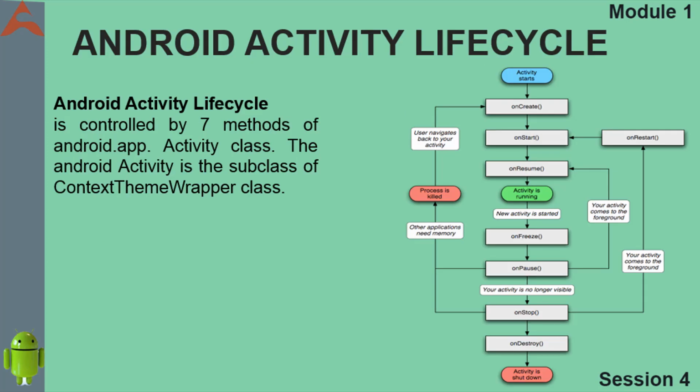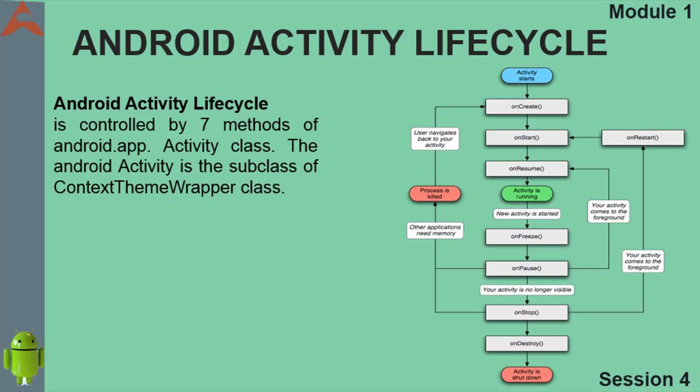Now let's understand about the various life cycles of Android activity. Android activity life cycle is controlled by 7 methods of android.app.Activity class. The Android activity is the subclass of ContextThemeWrapper class. The 7 life cycle methods of activity describe how activity will behave at different states. You can see the diagram of activity life cycle methods. Let's understand the 7 life cycle methods of Android activity.